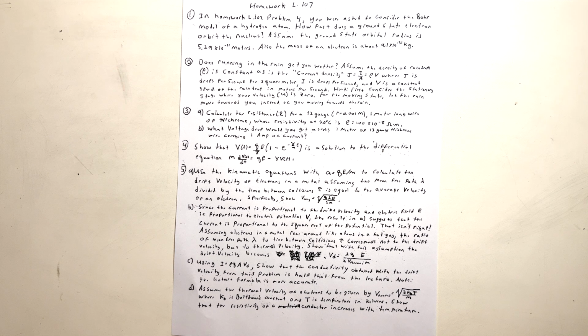Problem number 1. In homework from lecture 102, problem number 4, you were asked to consider the Bohr model of a hydrogen atom. How fast does a ground state electron orbit the nucleus? Assume the ground state orbital radius is 5.29 times 10 to the minus 11 meters. Also, the mass of an electron is about 9.1 times 10 to the minus 31 kilograms.